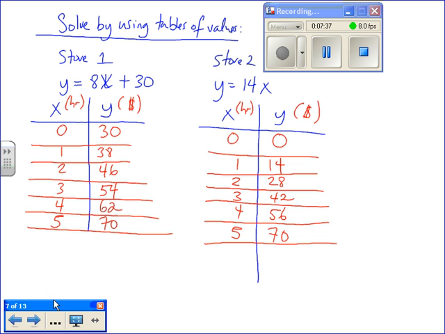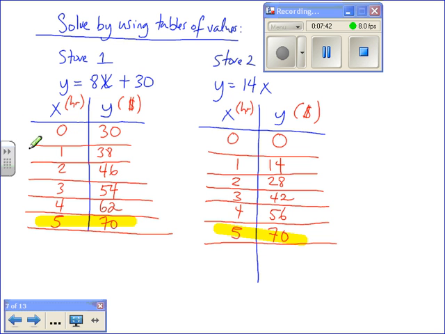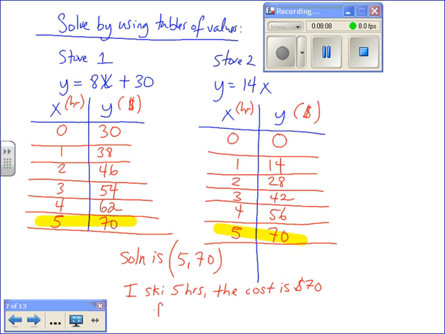Aha! I have finally found my solution. If I ski for 5 hours, both stores will cost me the same amount. So that is my solution. So the solution is (5, 70). In other words, if I ski 5 hours, the cost is $70, okay, for both stores, no matter which one I ski at.